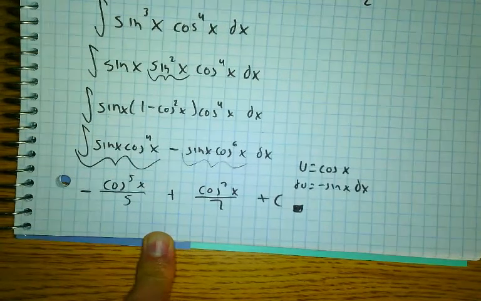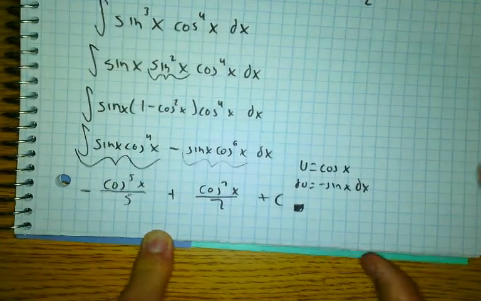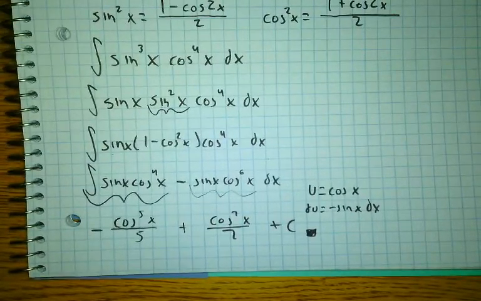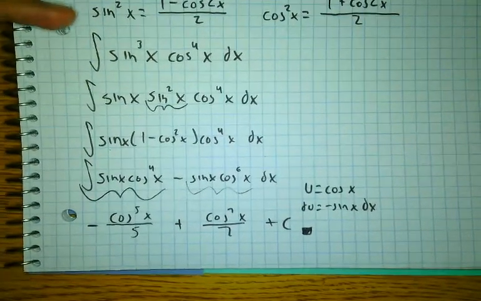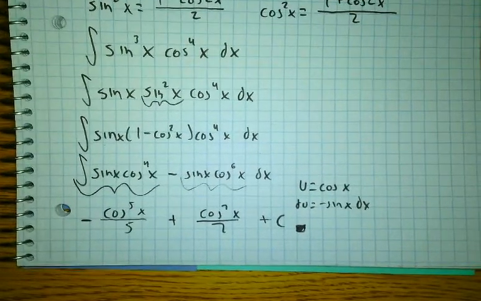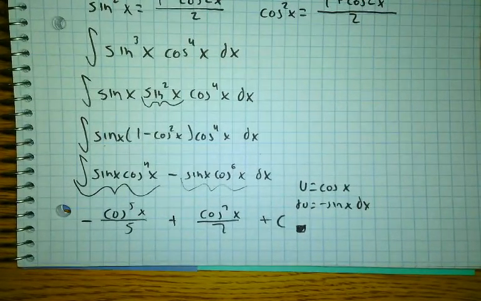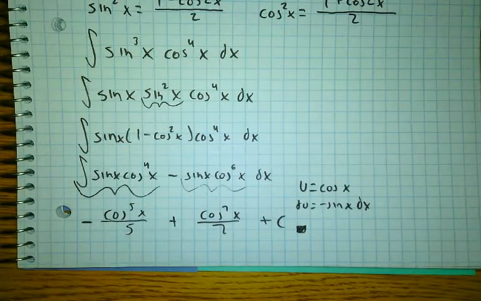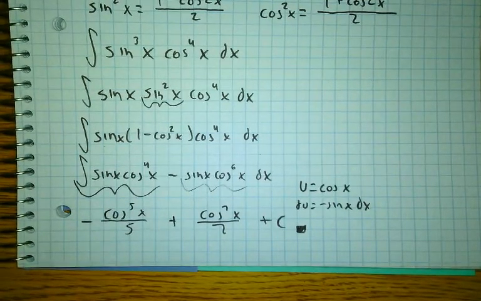Okay? So let's summarize what happened here. You're going to use the rules above to rewrite it in a way that you can use u substitution. That's really what's happening here. Cool? You're going to use identities. You've got to find a way to use identities so that u substitution works. Cool? Questions about that? Yes, ma'am.